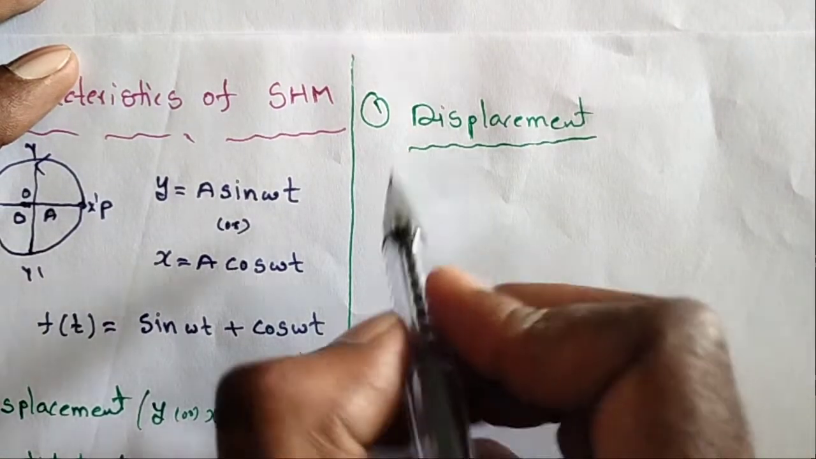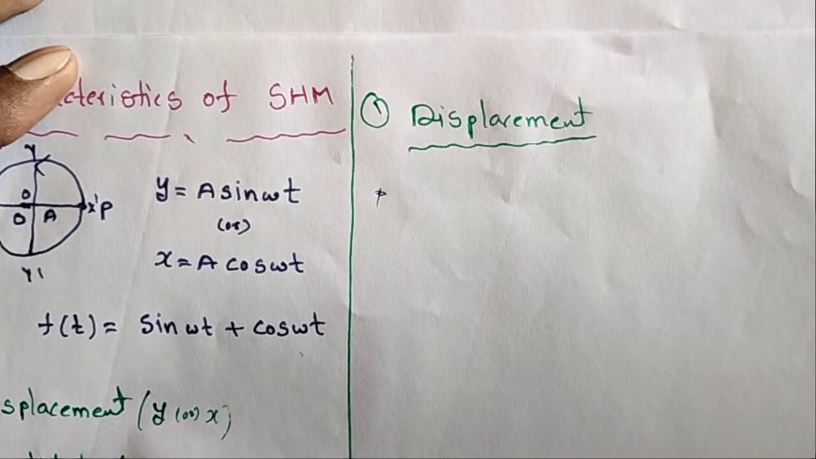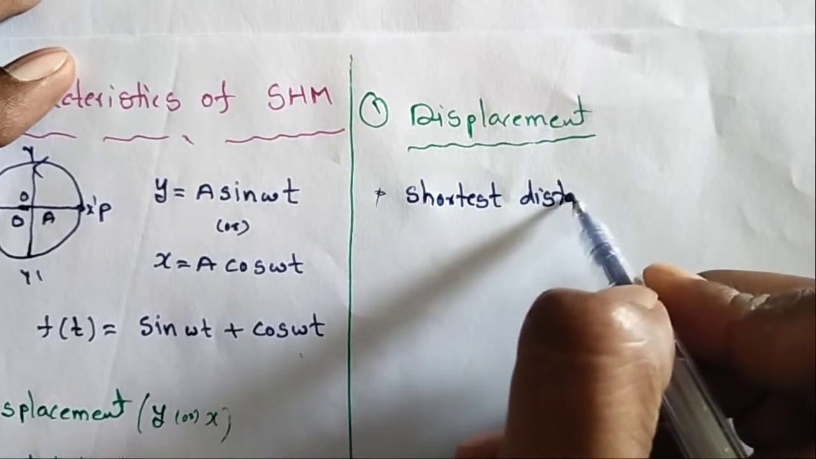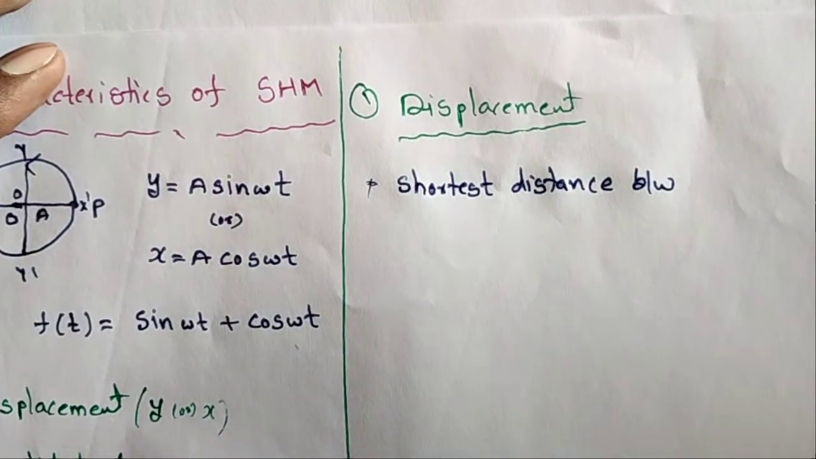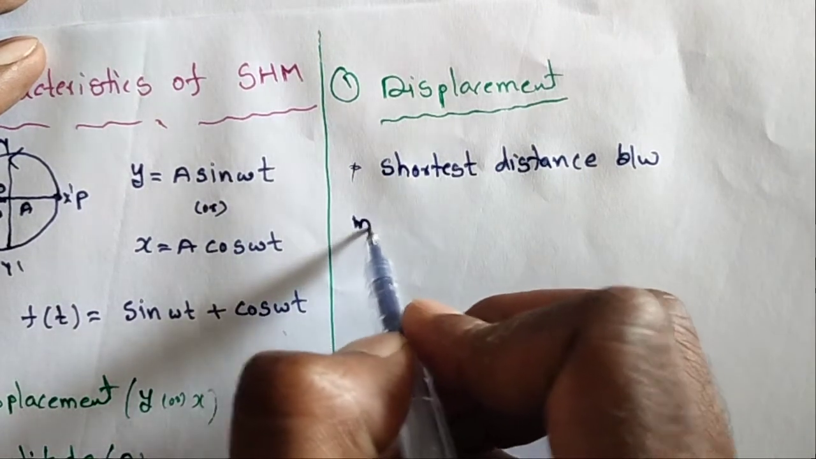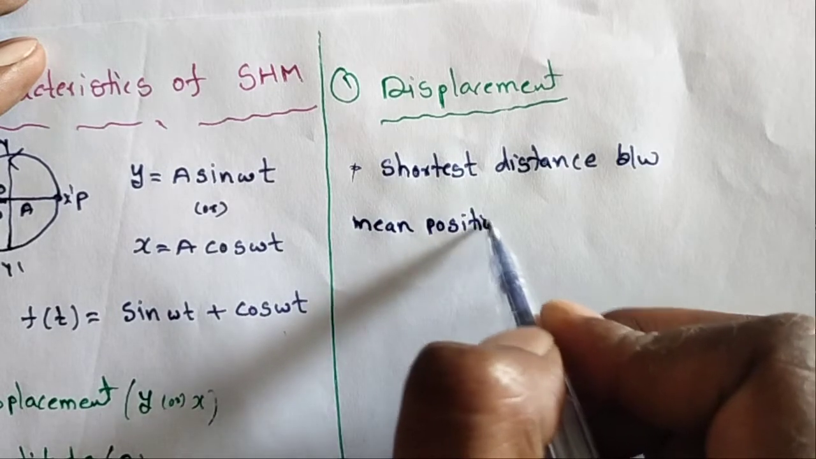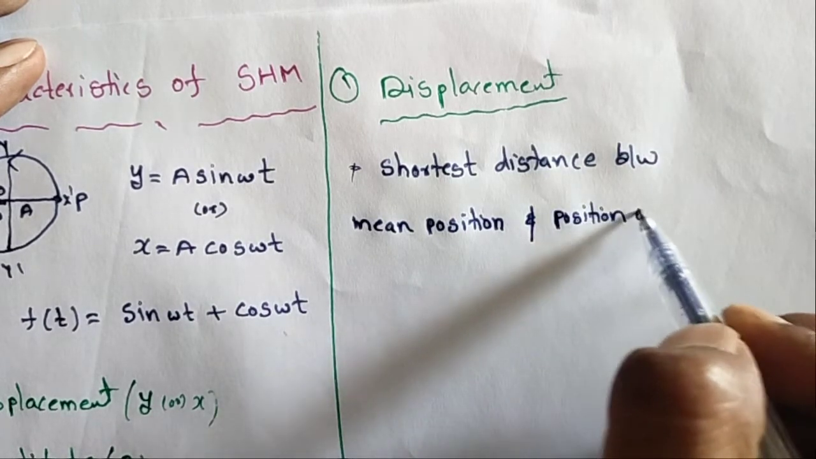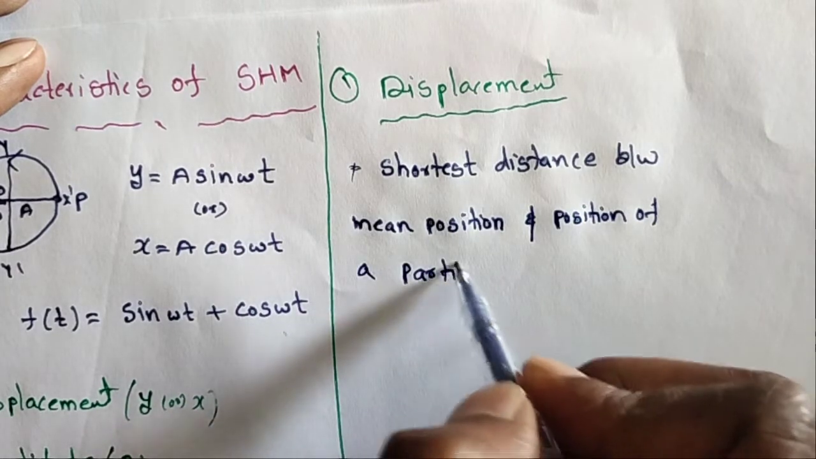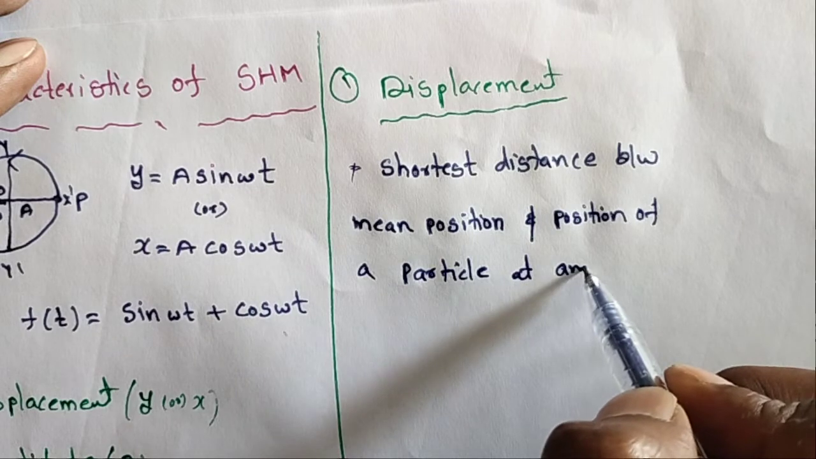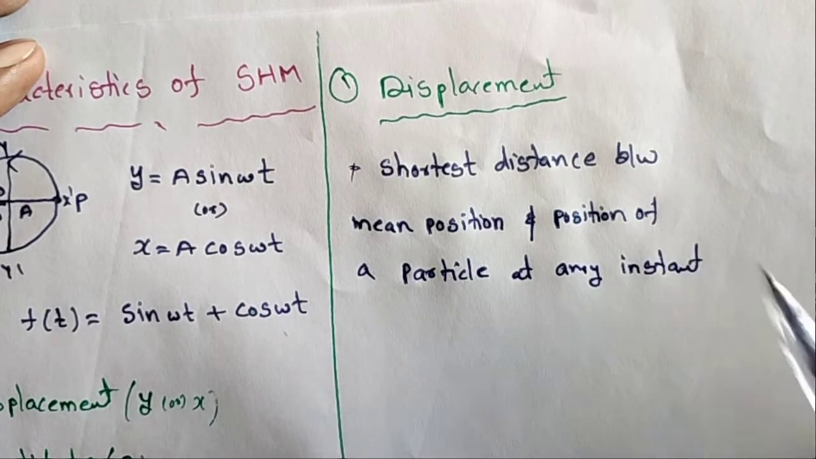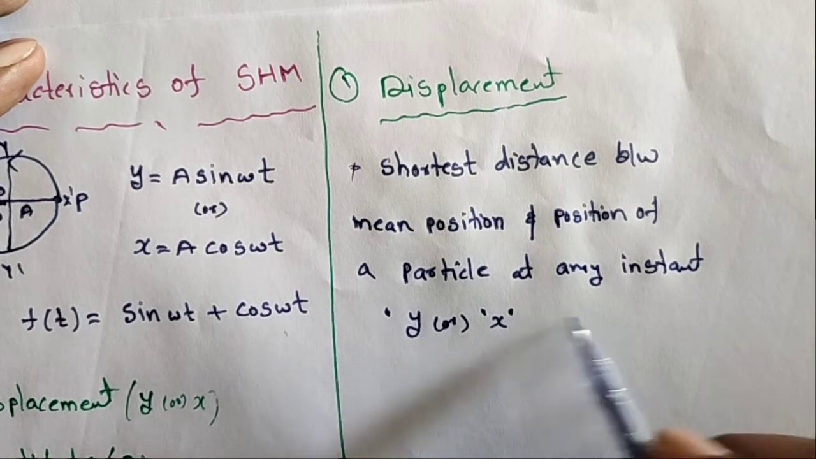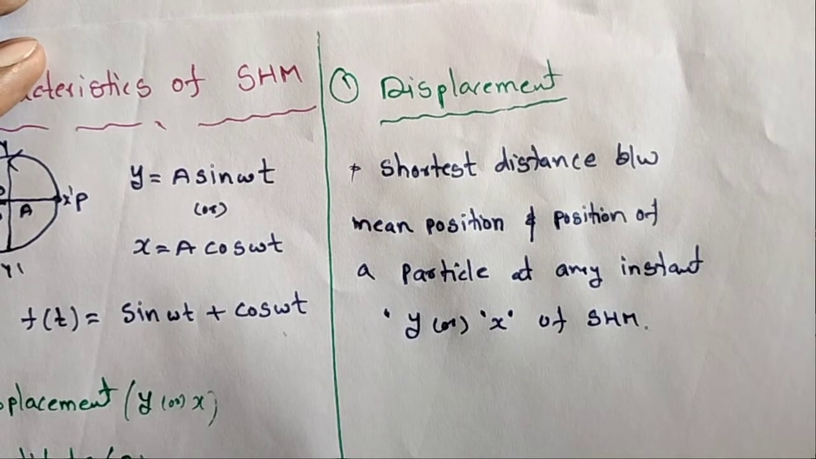What is the meaning of displacement? Here is the definition: the shortest distance between the mean position and the position of a particle at any instant is called displacement, y or small x, of SHM. So this is the definition of displacement.